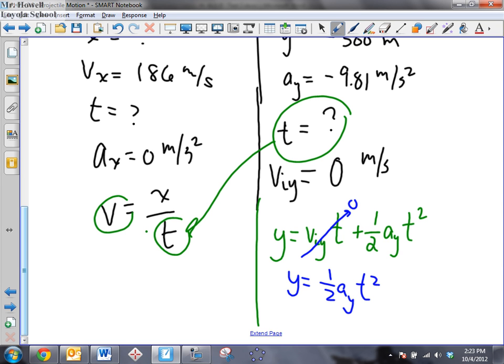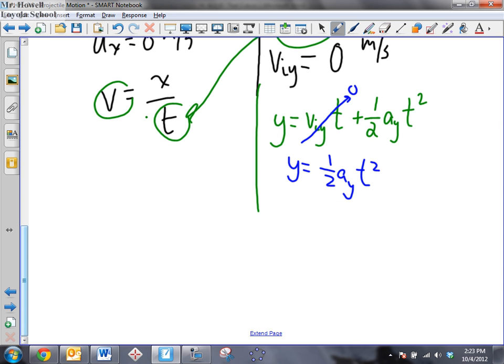Okay, it makes the equation a lot easier. So they just plug in the negative 9.81. We know this is -500 on the left, 1/2 of -9.81. I'm dropping units, by the way. Okay, again, where did I get 500? Look at the diagram, right?